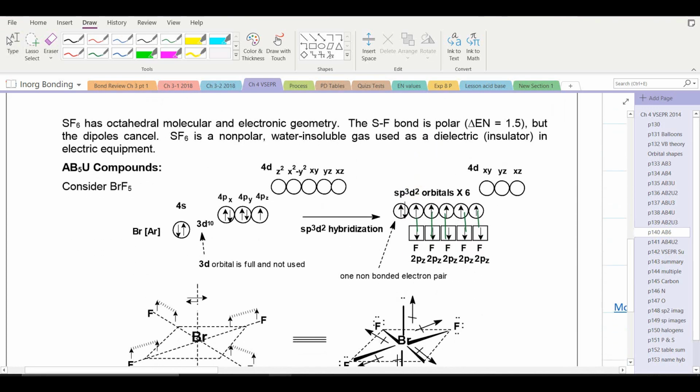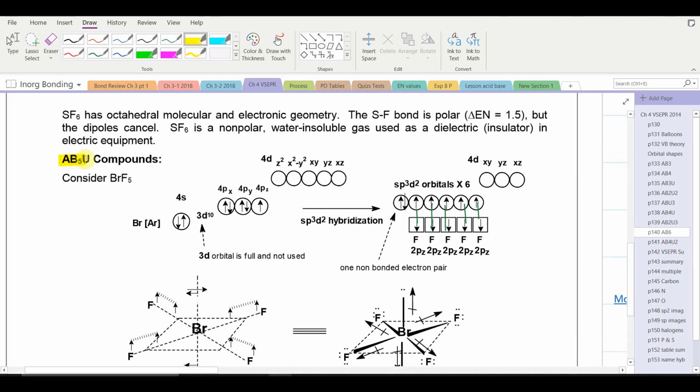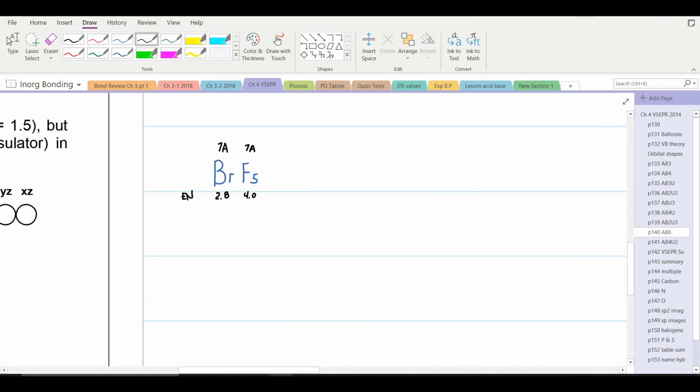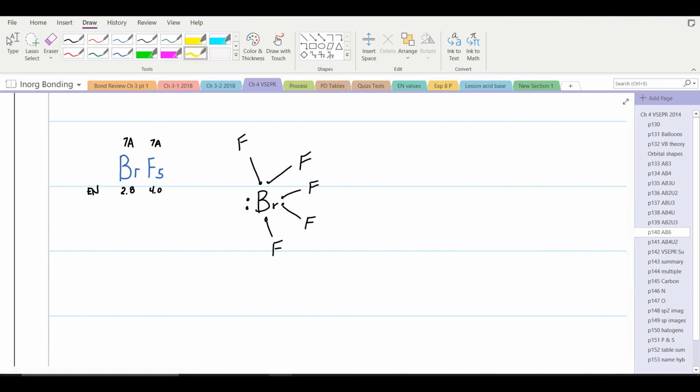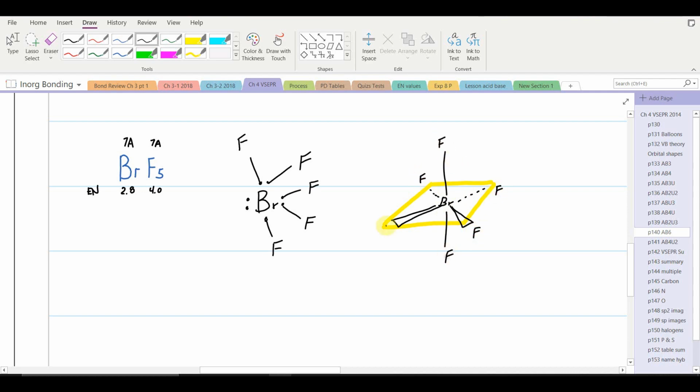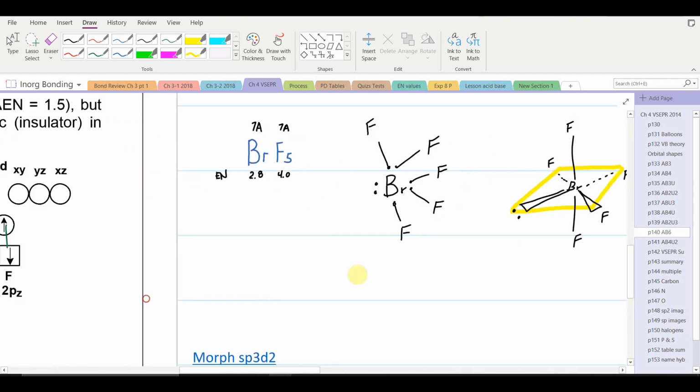Let's look next at a compound of the type AB5U. We'll consider BrF5. Let's draw the structure of that. Bromine is in group 7. Remember, the single unpaired electrons always bond. The pairs may or may not. What's that going to look like? We still have 6 electron clouds. So what's the molecular geometry of that? Ignoring the non-bonded pair, what's that look like to you? Alright, we'll come back to that.